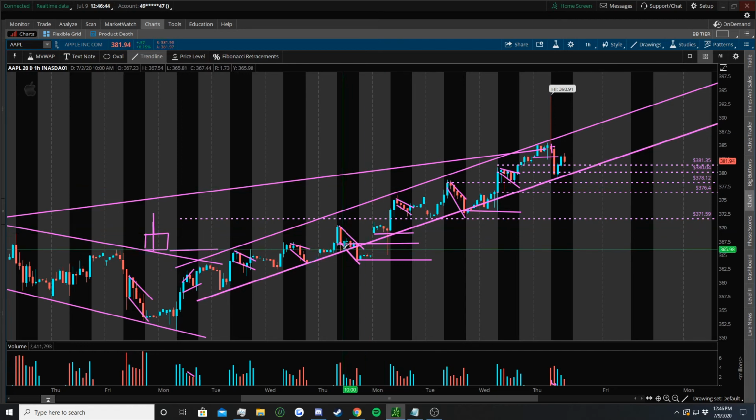Because this is a speculation play. I keep seeing these falling channels into continuation, bullish, and all that good stuff.